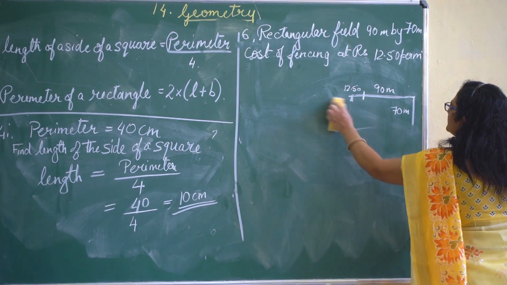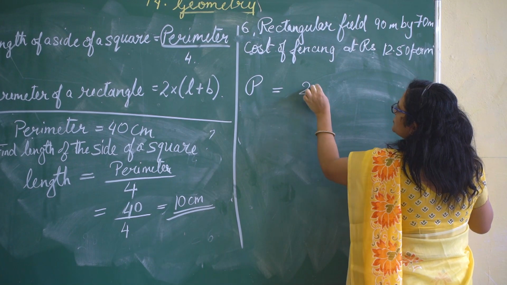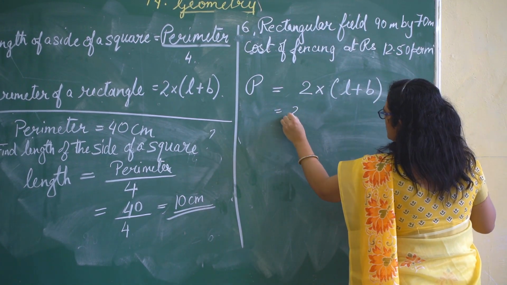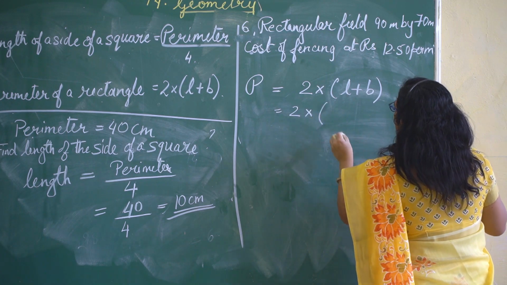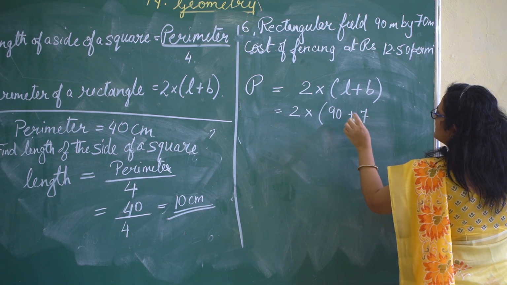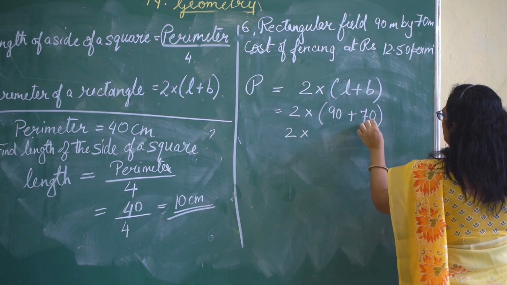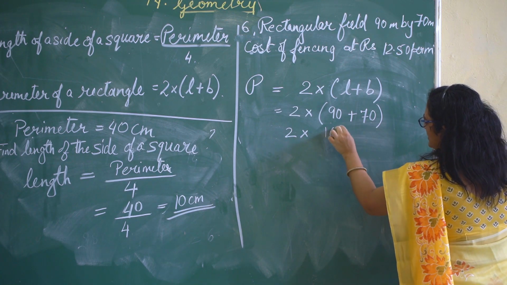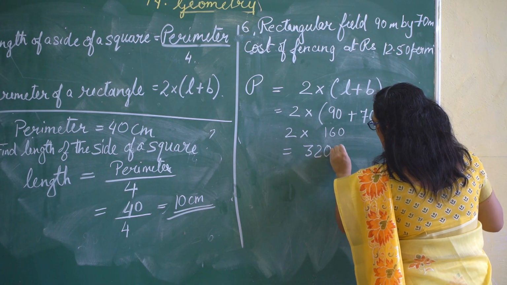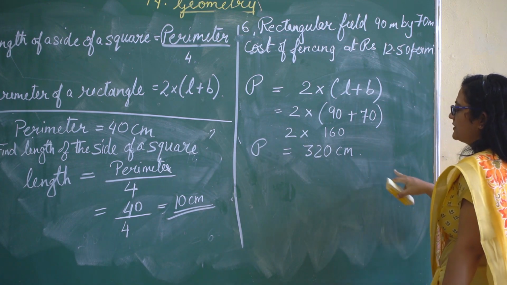How will we do it? First we will find the perimeter of the rectangular field. Perimeter is equal to 2 into length plus breadth. Length is 90, breadth is 70. We will add these two numbers. 90 plus 70 is 160. 160 multiplied by 2 is 320 meter. This is the perimeter we have found.